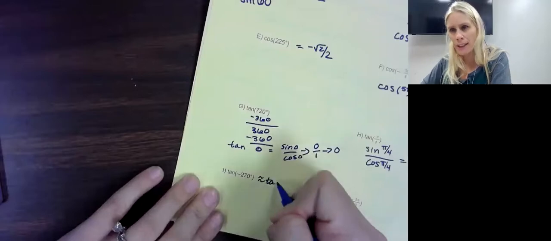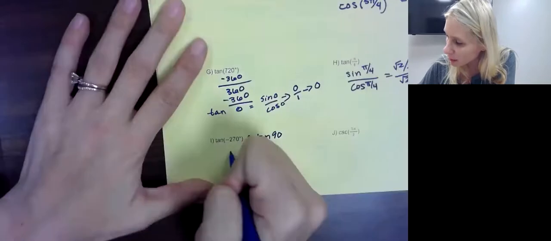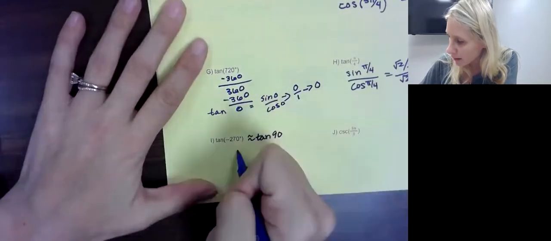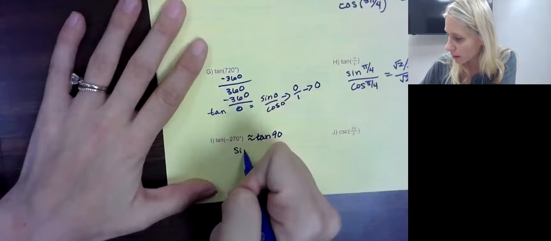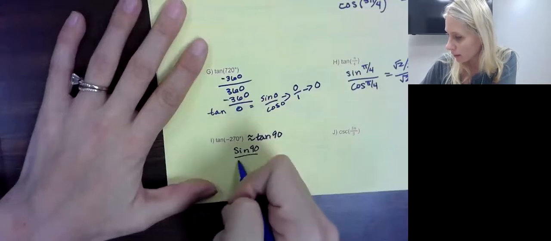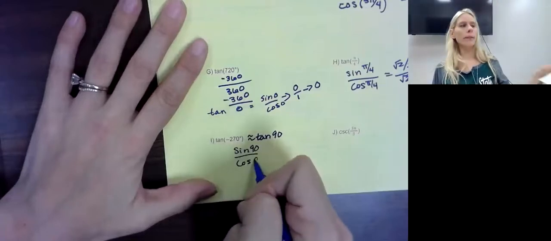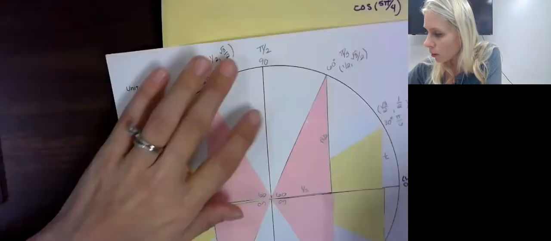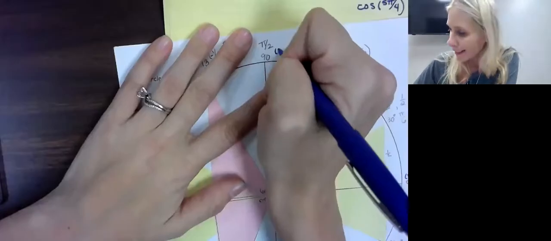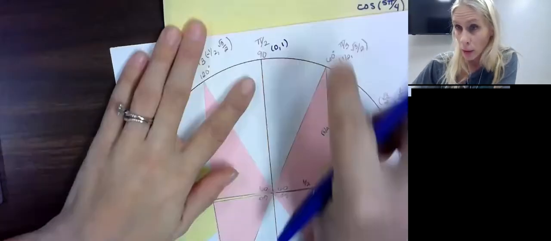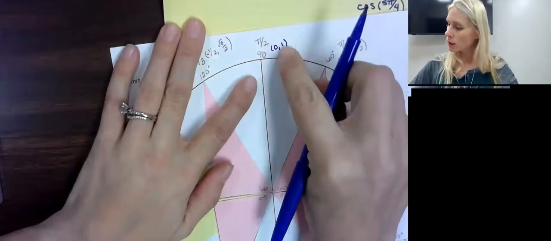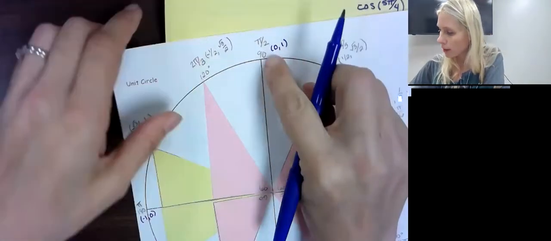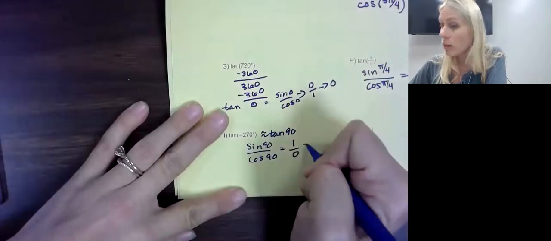Do you guys see why I say tangent 90? Okay, let's change it into a sine of 90 over cosine 90. Let's look at our coordinate pair again. Up here we're at 0, 1. So sine is 1, cosine is 0. Can we divide anything by 0? No. So it's undefined or does not exist.